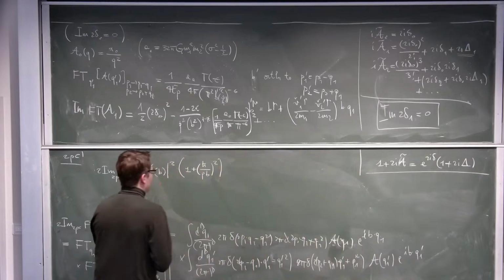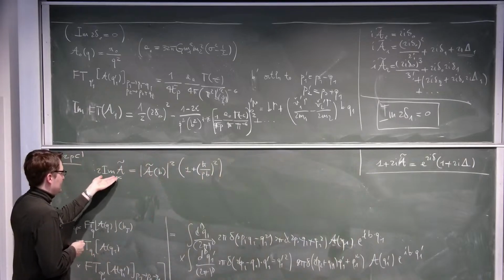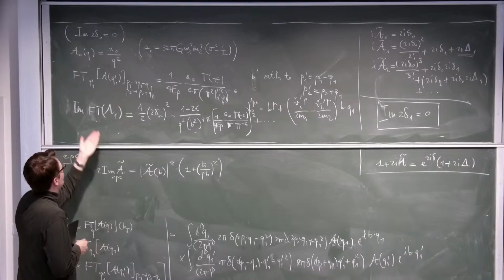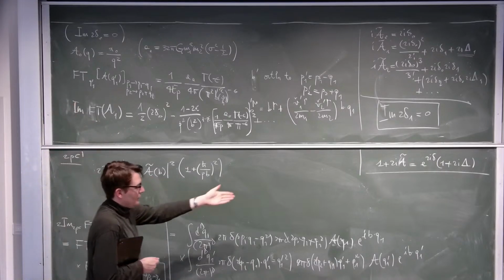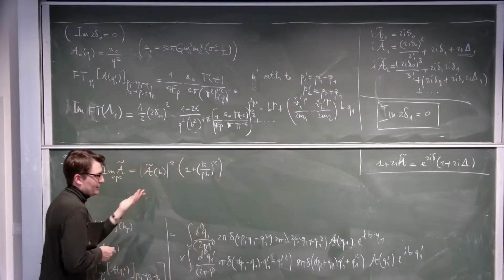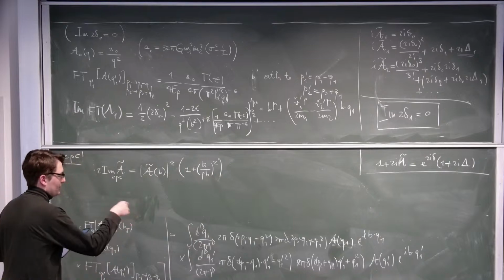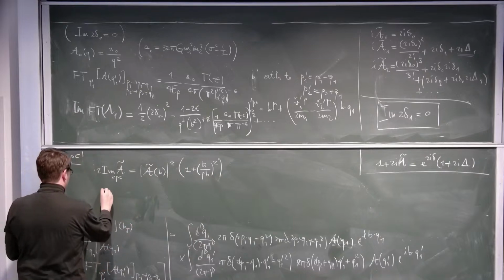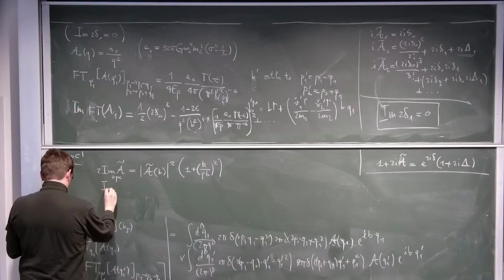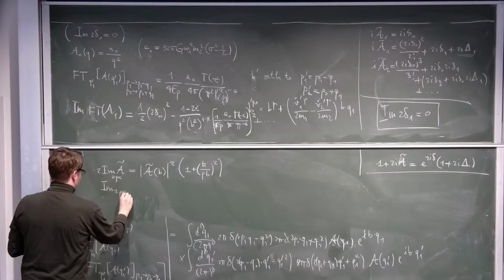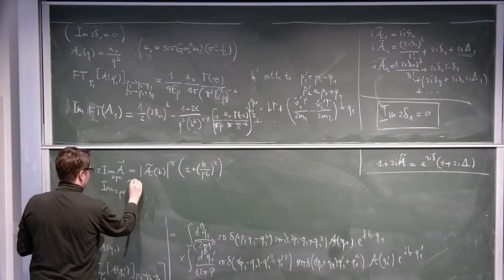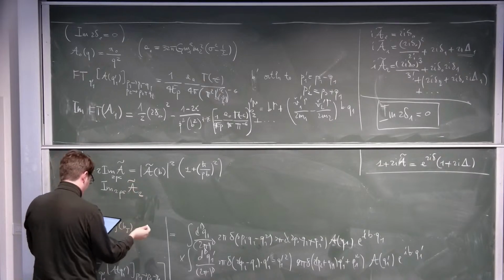So of course, to leading order, what we recover is that the imaginary part of delta 0 is 0. To next leading order, we recover that the imaginary part of delta 1 is 0, but then we also get a statement about the next leading order. So in particular, the imaginary part is given by the two particle cut of a tilde 2, the two loop amplitude.